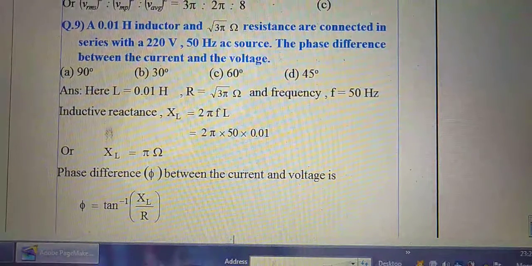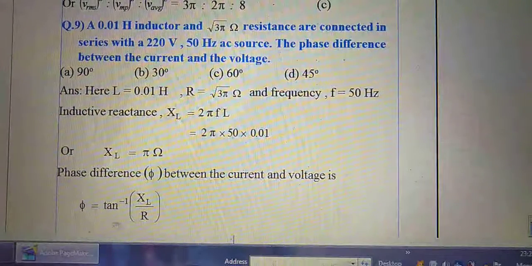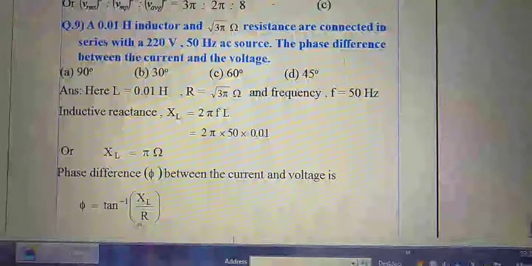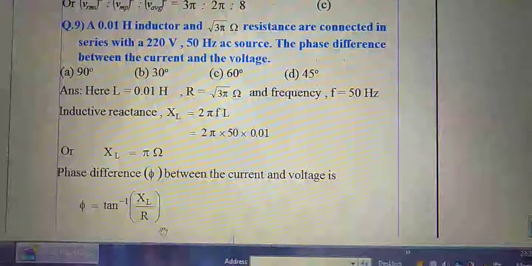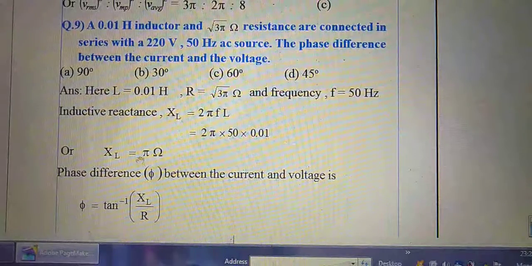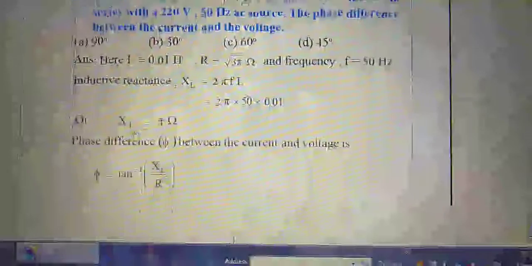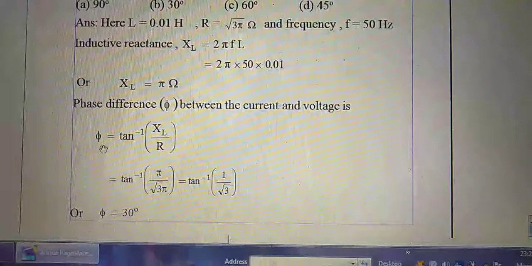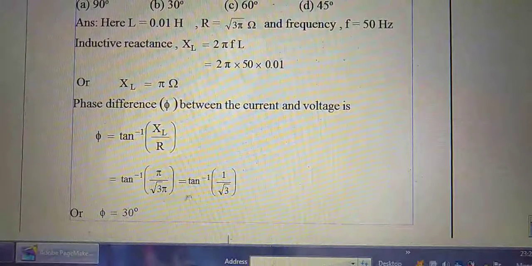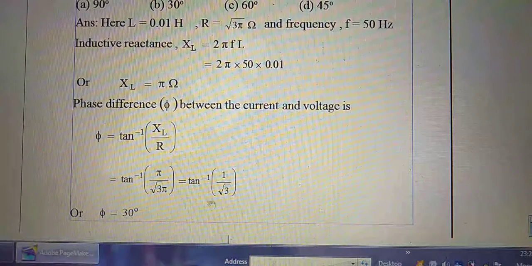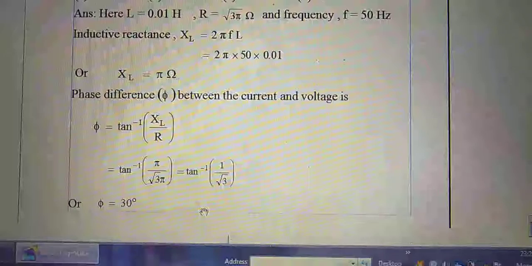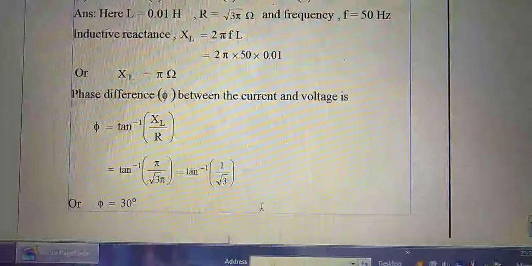Okay. So what is the formula of phase difference? That is XL minus XC by R, but there is no C, so ultimately phi equal to tan inverse XL by R. Okay. So inductive reactance, what is the formula? 2 pi FL. We insert the value of F and L, and after calculation, how much you got? Inductive reactance pi ohm. Now phase difference phi equal to tan inverse XL by R. XL is pi, R is root 3 pi, pi cancel, then tan inverse 1 by root 3, and we know tan inverse 1 by root 3 is how much? 30 degree. So right option is B. Okay.